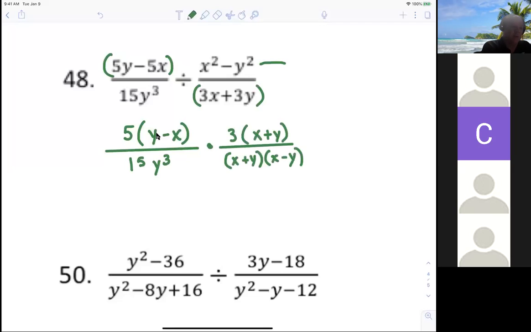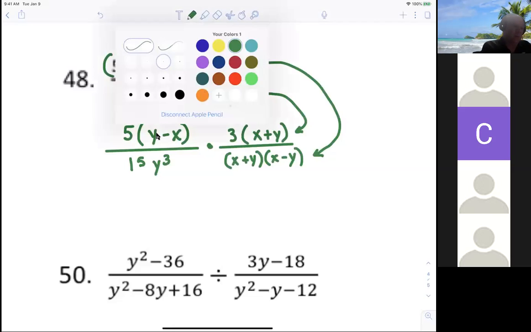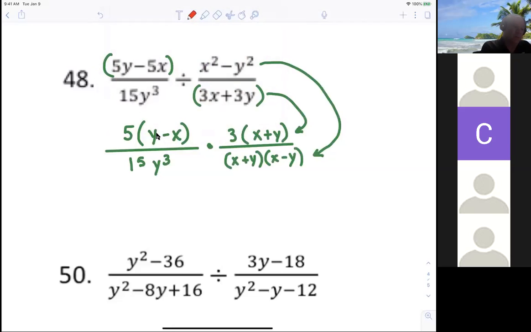So again, what's on the top became the bottom. What's on the bottom became the top. That's the reciprocal. All right? Now what we're doing is we're crossing out. 5 goes into 5 once. 5 goes into 15 3 times. 3 goes into 3 once. 3 goes into 3 once. x plus y, x plus y.